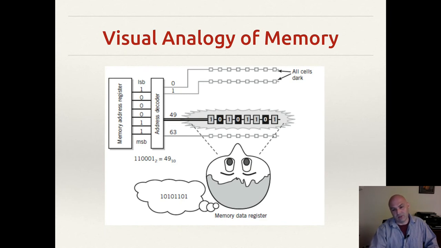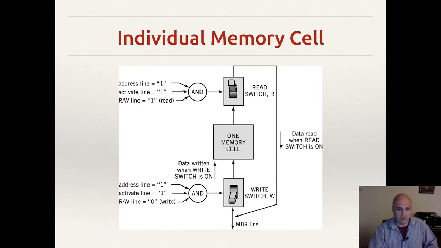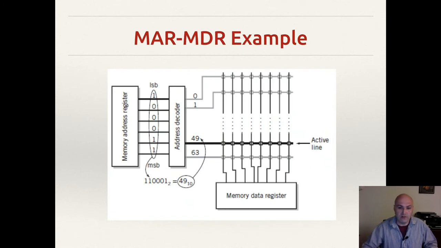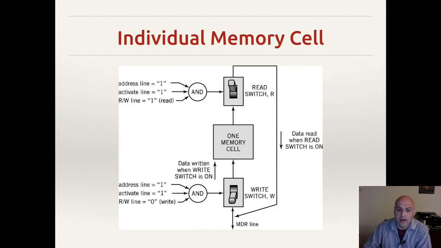So that's kind of what this visualization is. It's just a different way to approach the same thing. Memory has to be able to read and write. So surrounding those memory cells, you can imagine taking any one of these cells and surrounding it with two switches. This is what enables us to do either a read or a write to that memory cell.